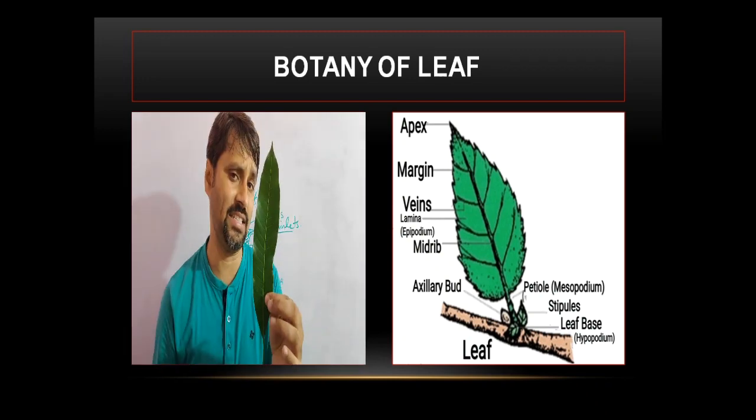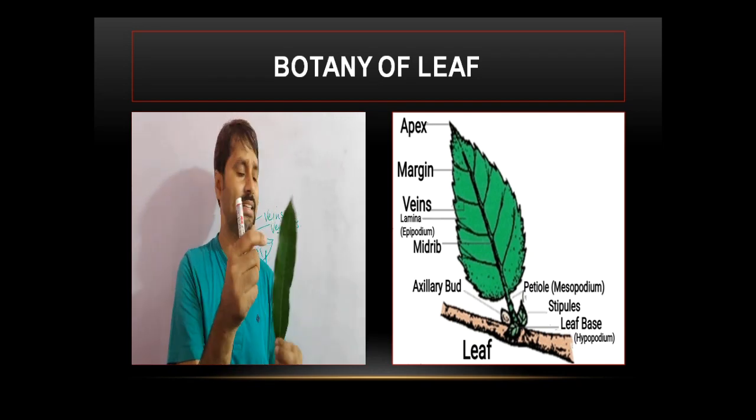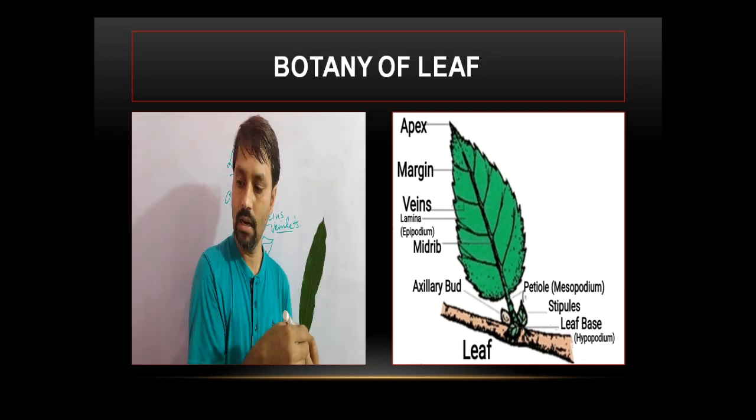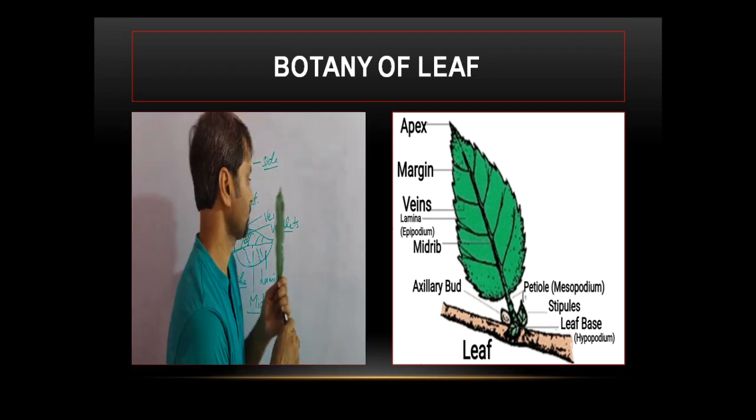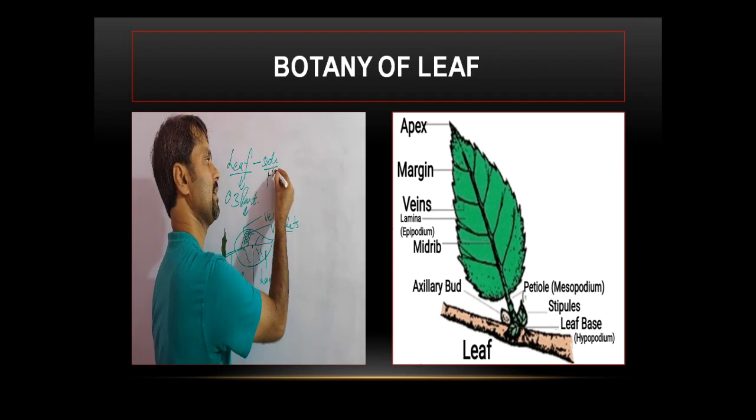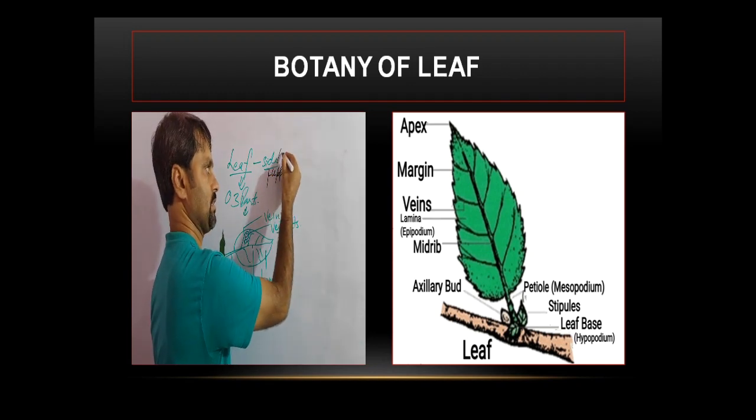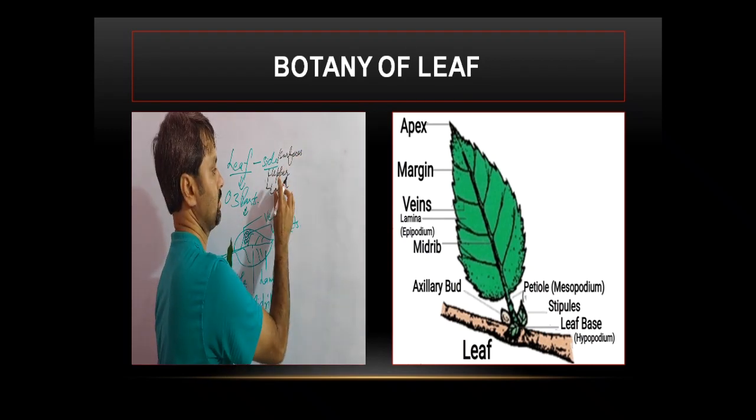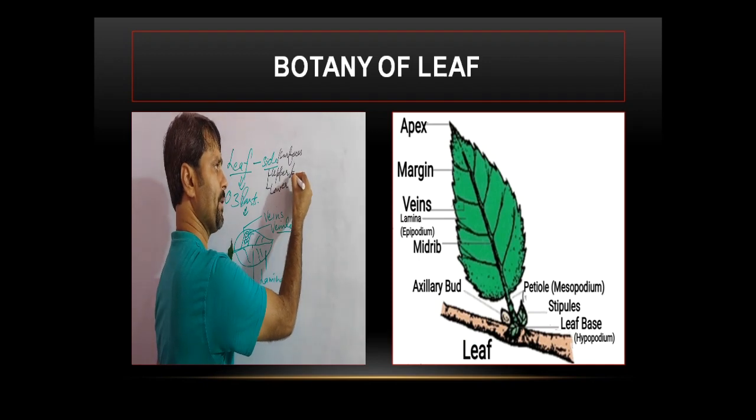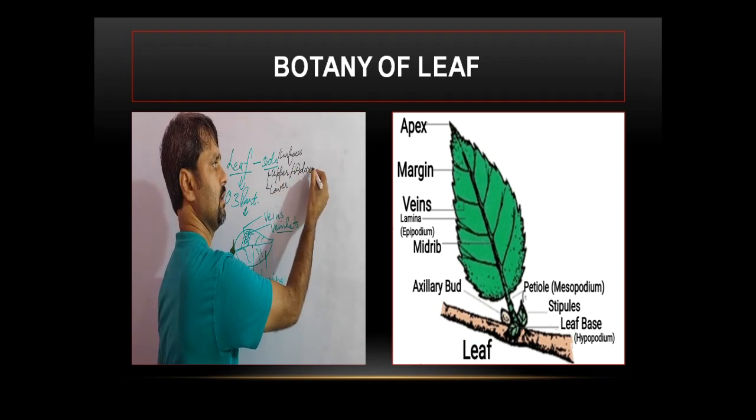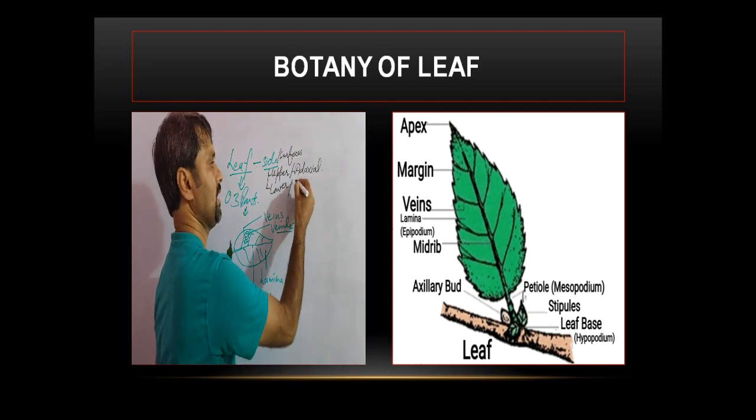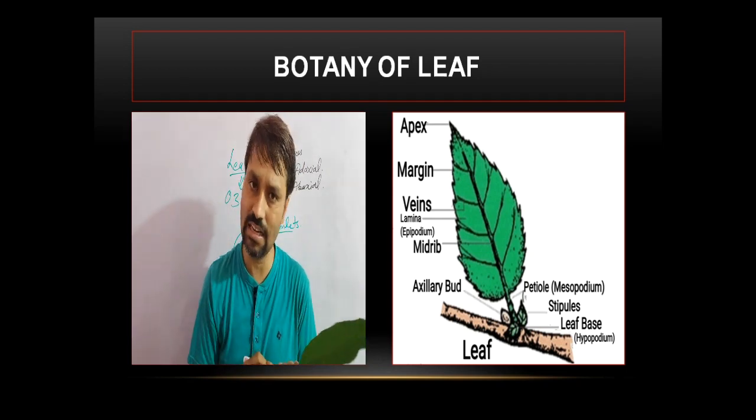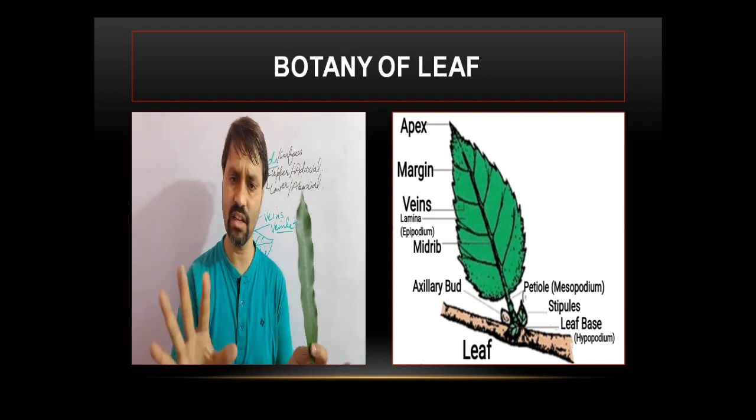Now, the leaf has two sides. This is the upper side. Very important. A leaf has two sides: one is the upper side or surface, one is the lower. The upper is also called adaxial and the lower is also called abaxial surface. Adaxial and abaxial. Is it clear?